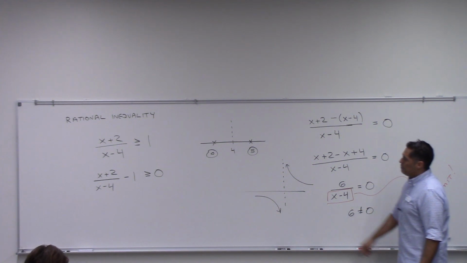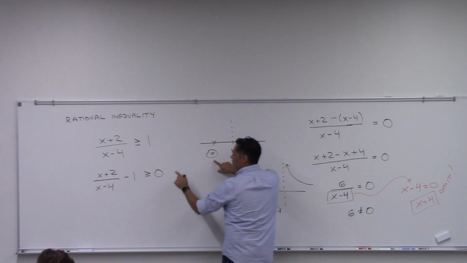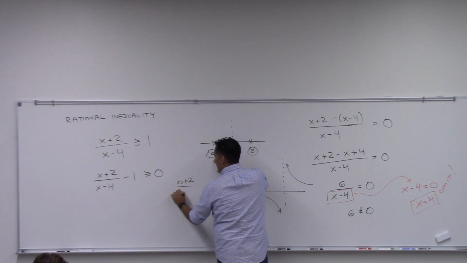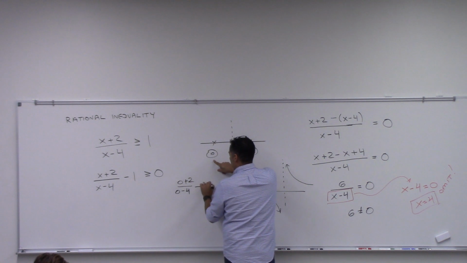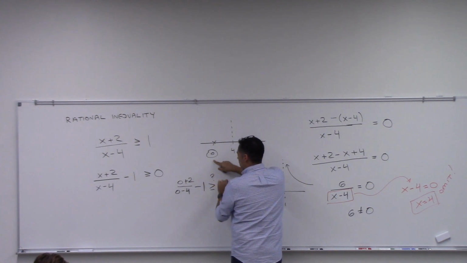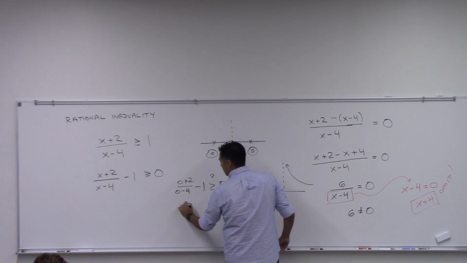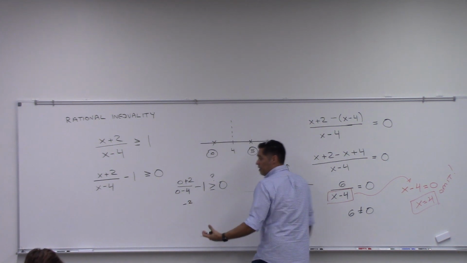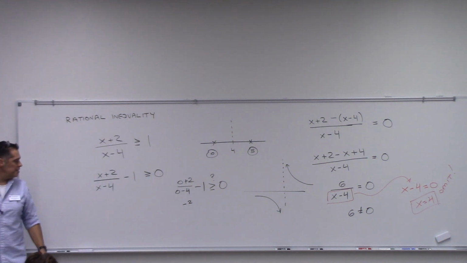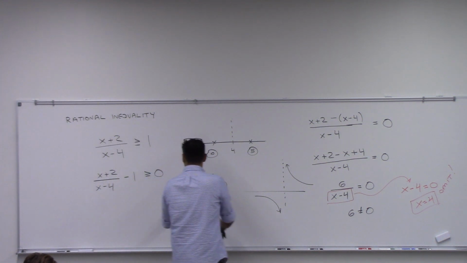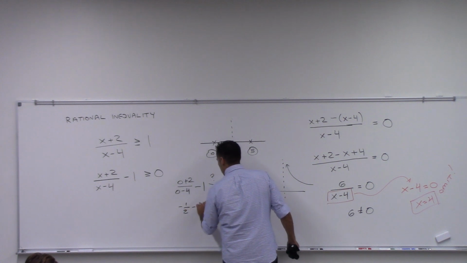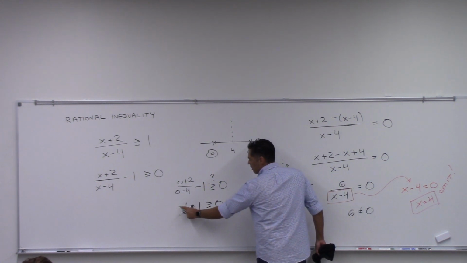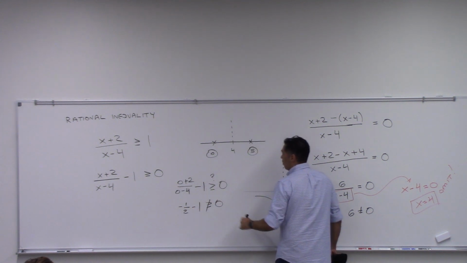All right, what happens when we plug in 0? If I test 0 into this, I get (0 plus 2) over (0 minus 4), minus 1, is that greater than or equal to 0? You have to calculate this. 2 over negative 4 is negative 1/2. So this is negative 1/2. Take away 1, is that bigger than or equal to 0? No, because that's a negative number, isn't it? Negative 1/2, take away 1, negative, no, that doesn't work. So that doesn't work, right?